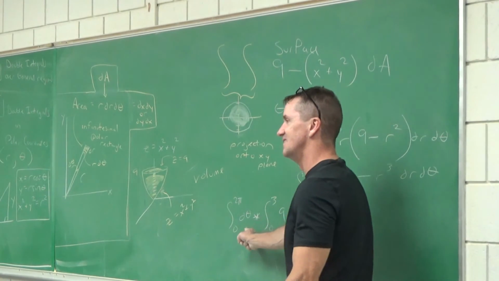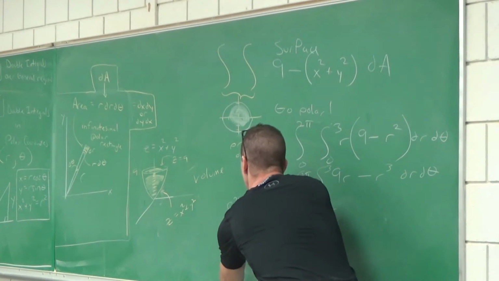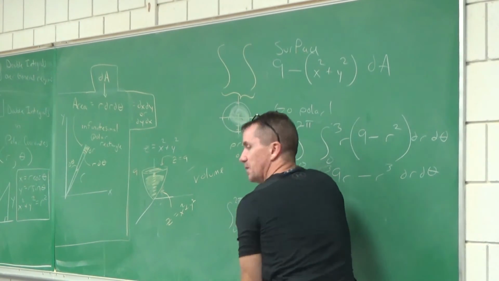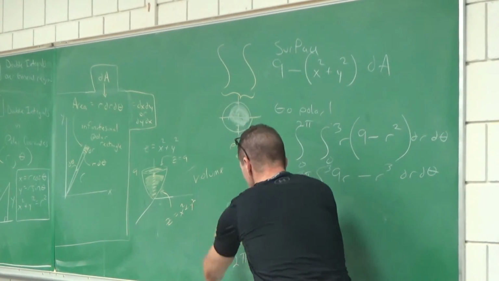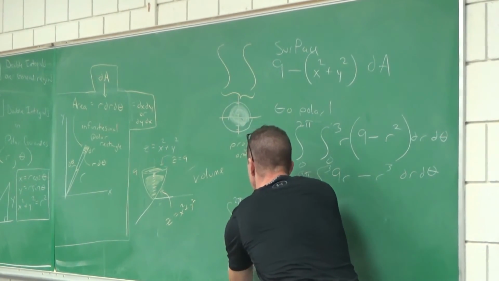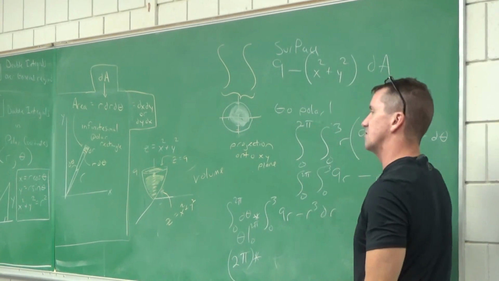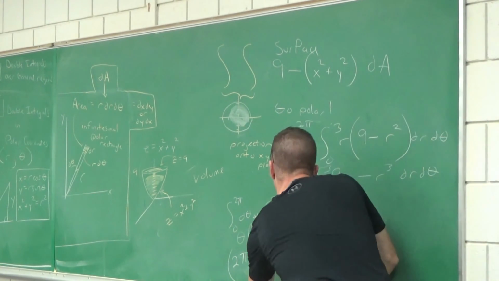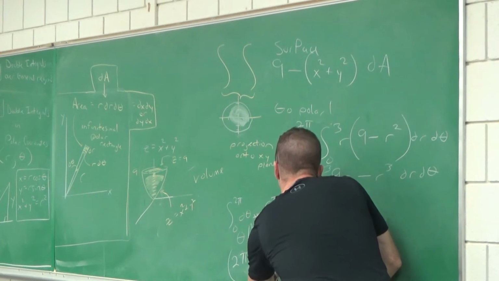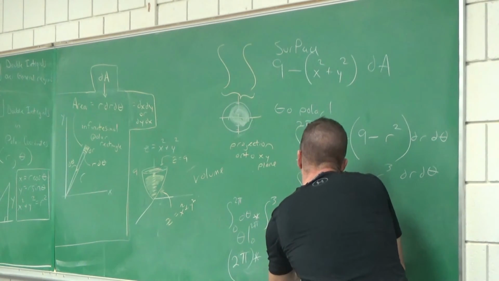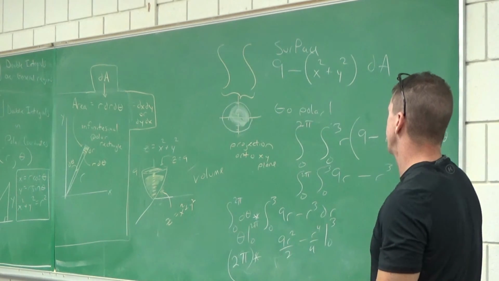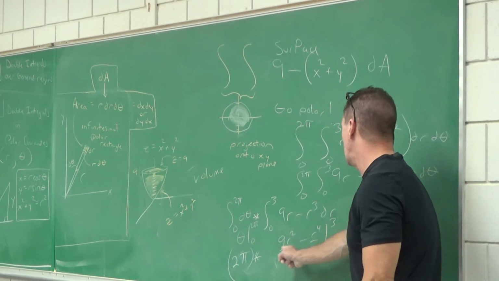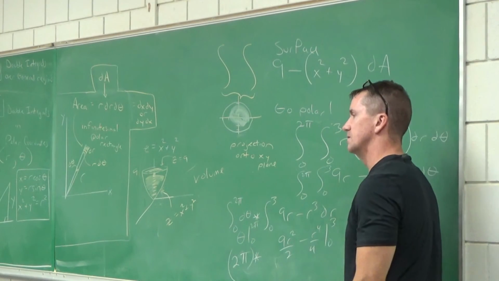What's that interval? That becomes a theta. And when you plug in a 0 and a 2 pi, what's 2 pi minus 0? 2 pi. Boom, that's done. Now multiply that by the integral of 9r with respect to r: 9r squared over 2 minus r to the 4th over 4, from 0 to 3. So that's 81 over 2 minus 81 over 4.